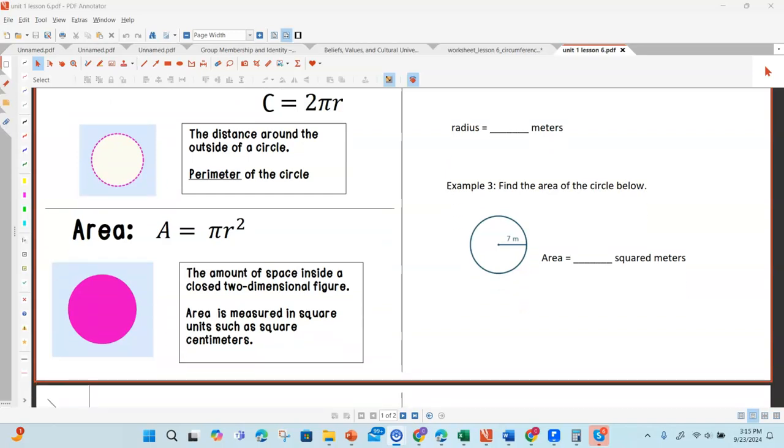The area is the amount of space inside the closed circle. So we're going to be measuring the inside of the circle with the formula pi times radius squared. So we have to find the radius, square the radius, and multiply that by pi. Area is measured in squared units, such as squared centimeters. So let's work through some problems.